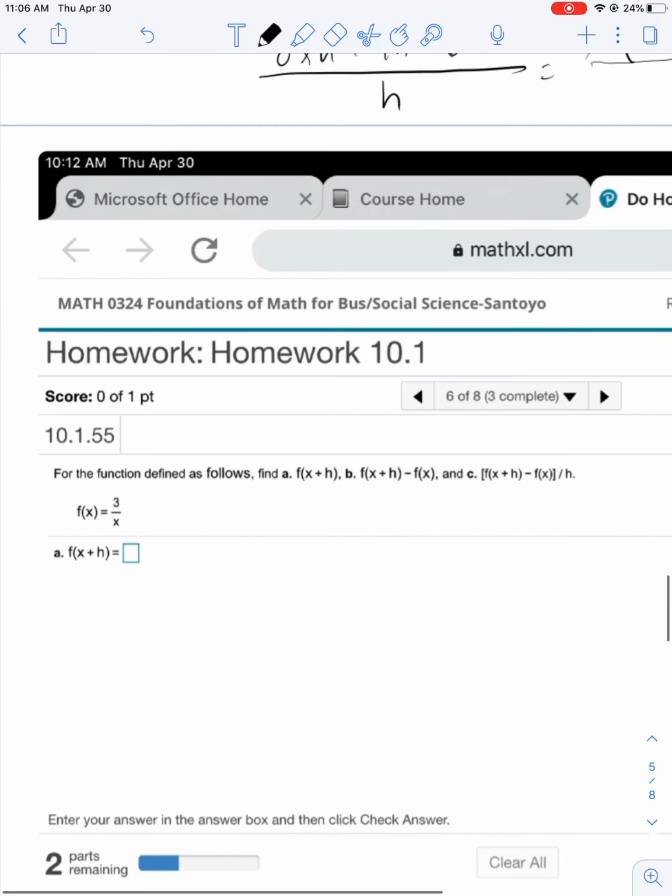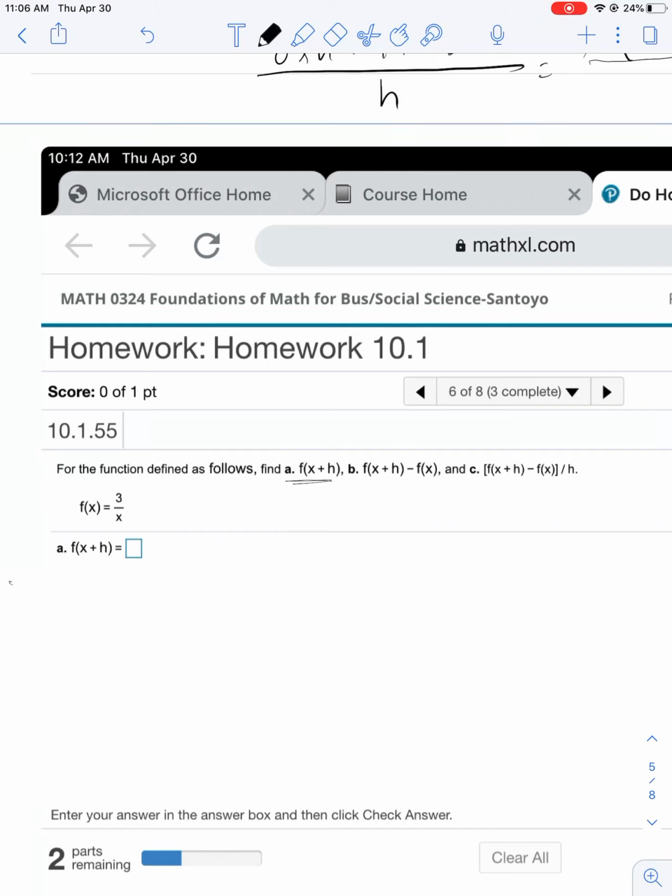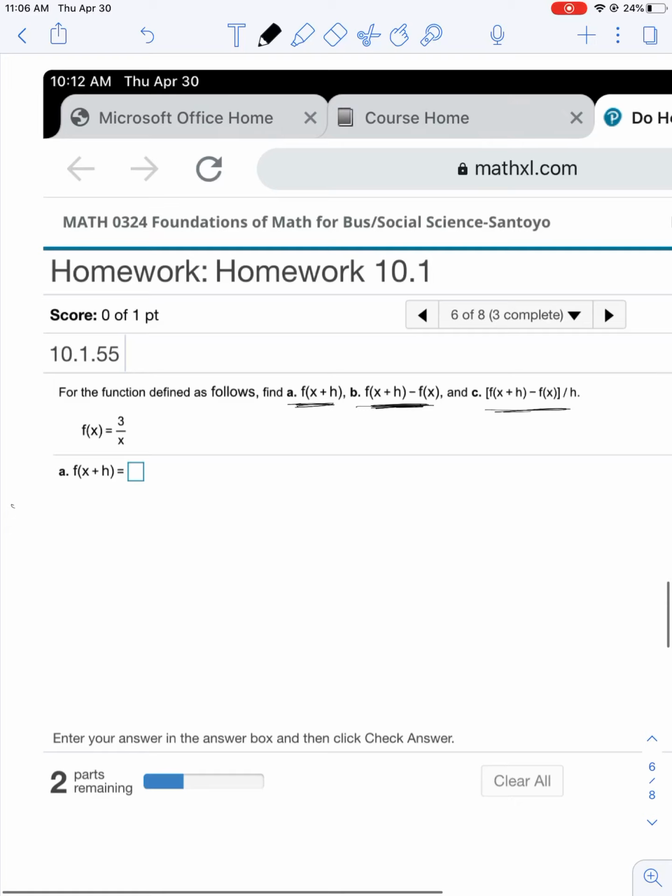Okay, next example here, the same idea. First we want to find f of x plus h, then we find f of x plus h minus f of x, then we divide it by h, just like we did earlier. Okay, so part A, once again, this entire thing is going to go into your x, like we did before. So this is just 3 over x plus h. It doesn't look like we can do anything else there, so that's it for part A.